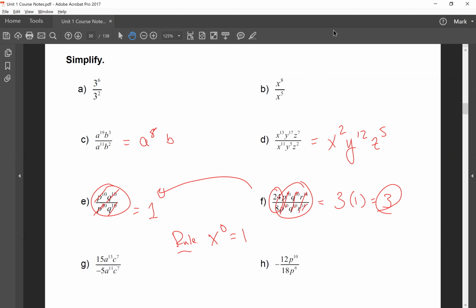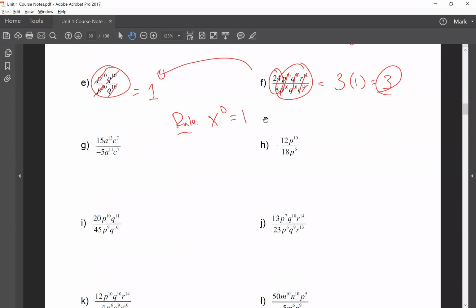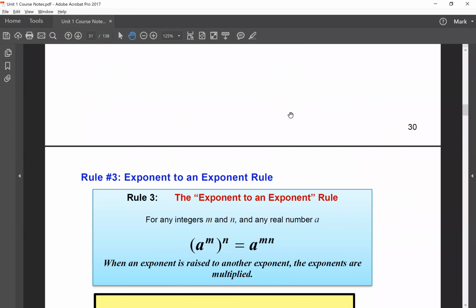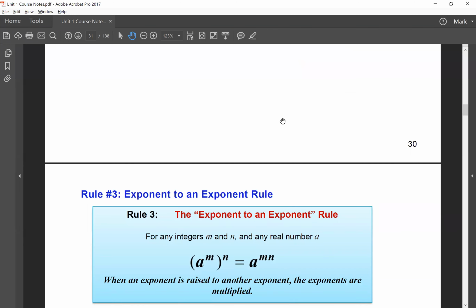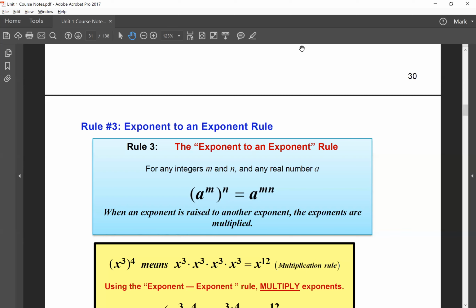So in the chat, Aman asked, what if the denominator had a bigger number? I'm actually going to do that in the next rule. So I said I would answer it now, but I'm going to save that for the next rule. That's such a good question. Before I move on, let's check the chat, see what's going on in there.